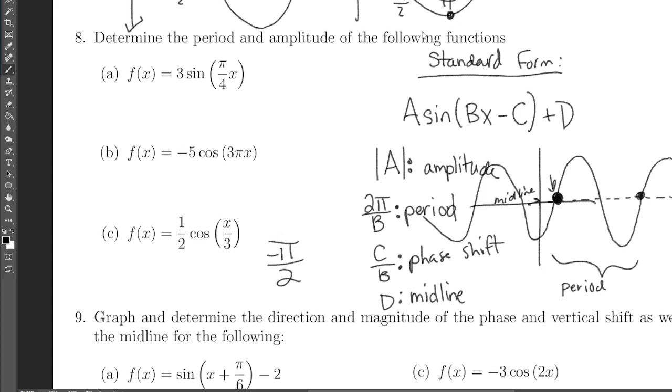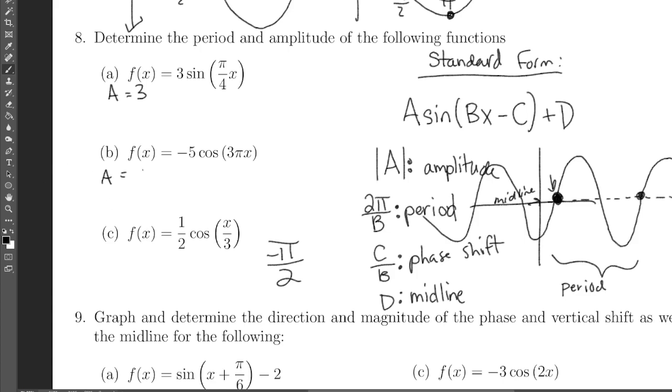So this first one, there's no phase shift and there's no messing with the midline. So the midline for all of these is 0 because there's no plus d at the end, so it's like a plus 0. So they just want us to determine the period and amplitude. We'll do amplitude first and then period. So for all of these, the amplitude is just the number out in front. So for example here, amplitude is 3. Here, amplitude is -5 by the definition in the book. I would call it 5 in this case, but I would accept either one.